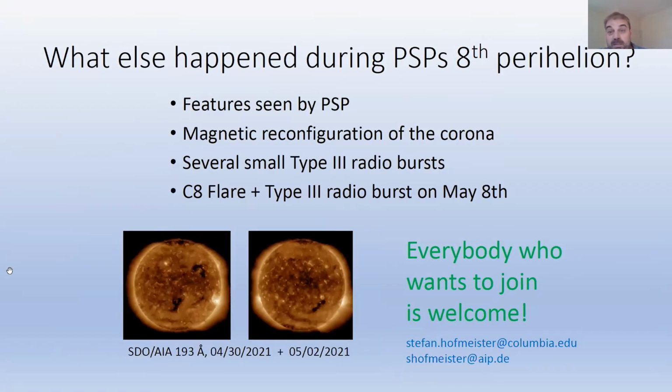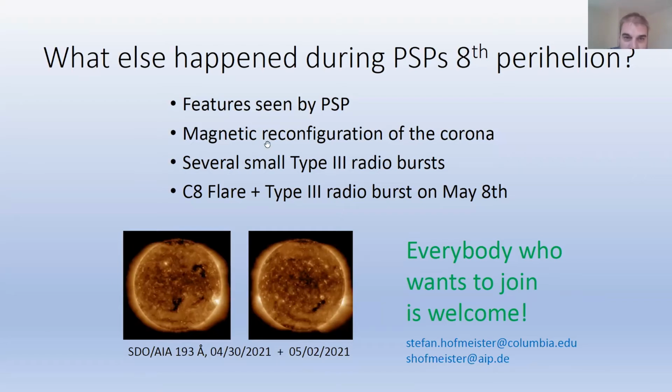What else happened during PSP's 8th perihelion? And since we grew much larger than we thought in the beginning, I think we will also have a look at most of that. There have been some features seen by PSP, and you already said that. I think the most interesting point is we have crossed the Alfvén point. PSP really dipped into the magnetic corona, and this opens completely new opportunities for solar physicists.